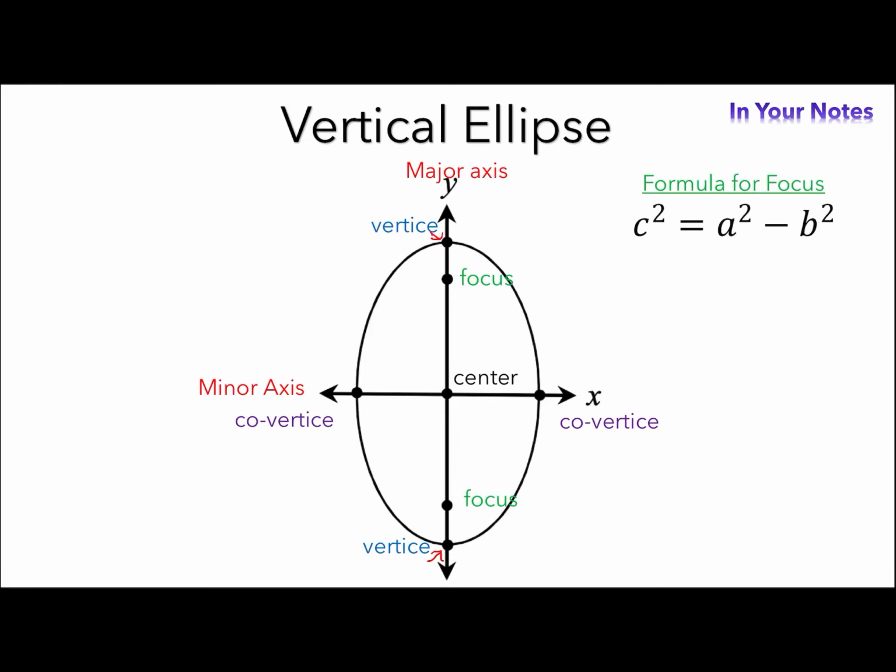Once again, it's the same formula to find the focus. c squared is a squared minus b squared. And once again, a is going to be the distance from the center to the vertex. So a is always on the major axis, and b is the minor axis, from the center to the co-vertex.